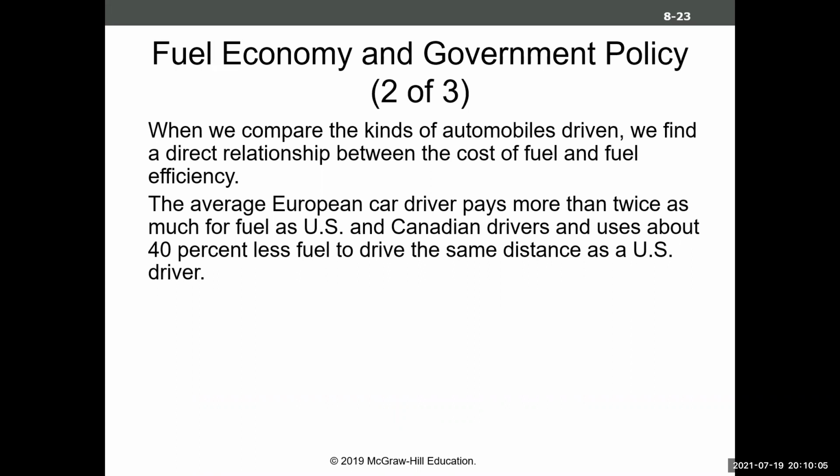We can also look at the kind of automobiles driven between countries, and you can find a relationship between cost and fuel efficiency. For example, the average European car driver pays more than twice as much for fuel as the US driver, and they use about 40% less fuel to drive the same distance. So they pay more for fuel, but use less. It kind of evens out in that way.